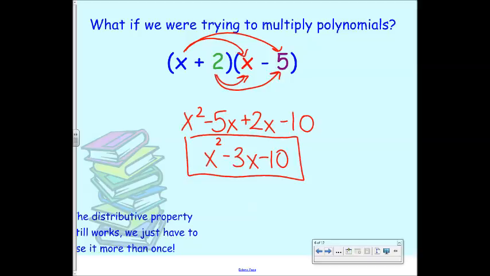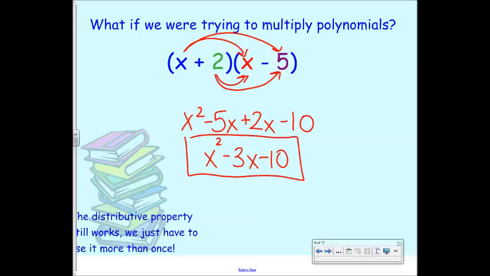But FOIL is just an acronym for a way to remember how to multiply binomials. So what does an acronym mean? Yeah, it stands for something. So FOIL stands for first, outside, inside, last. So you multiply your 2 first numbers, then you multiply your outside numbers, then your inside numbers, and then the last numbers. So all that means is a way to remind yourself that you have to do 4 multiplication problems.